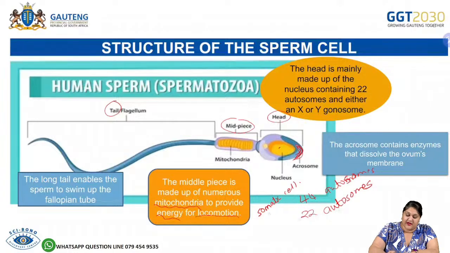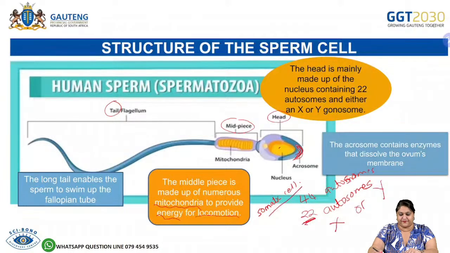So in a diploid one, going back to a somatic cell, we have 44 autosomes and 2 gonosomes. Those 2 gonosomes are our sex chromosomes. Remember, in males it's XY, and in females it's XX. So what they're saying here is that when it's a male haploid cell, we are going to have 22 autosomes and 1 gonosome, and that can be either an X or a Y because it's a male. Okay, that's what I wanted to explain there.